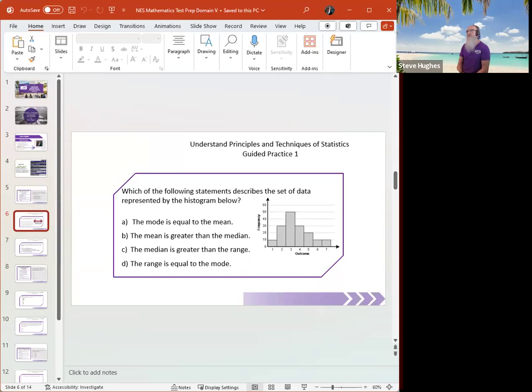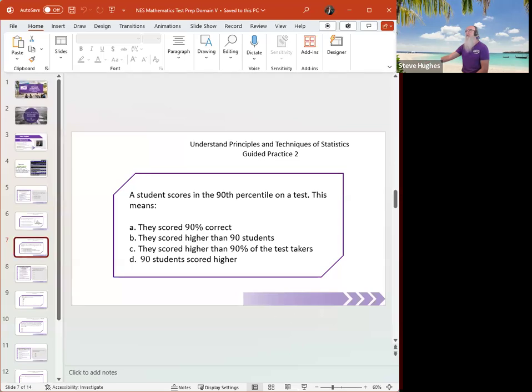So here's the quick tip for you guys. If the tail goes to the right, if it's a right skew, that tells you that the mean is greater than the median. If the tail is to the left, in other words, left skewed, that means that the mean is less than the median. If it's symmetric, that means that the mean equals the median. So in this case, the correct answer would be B. The mean is greater than the median because it's skewed to the right. All right, very good.